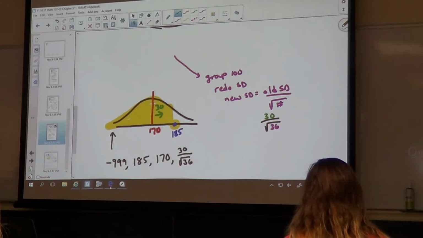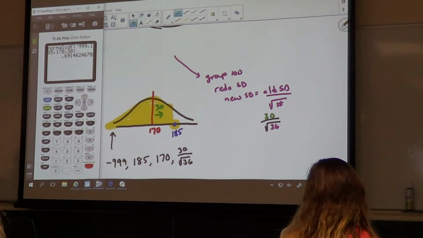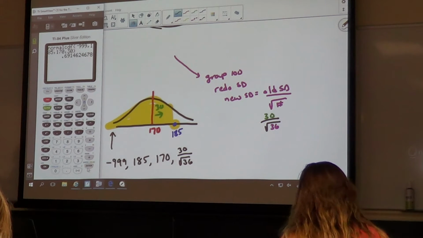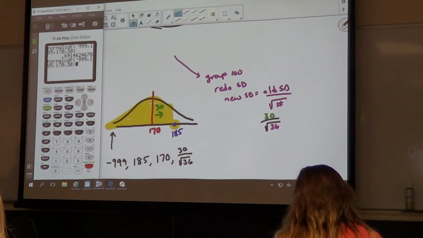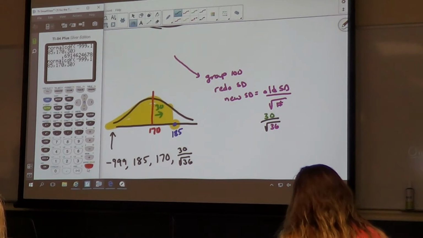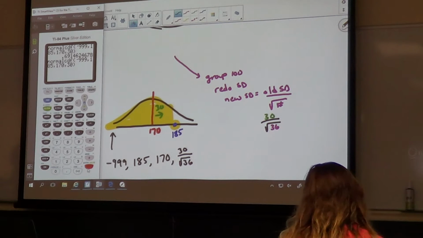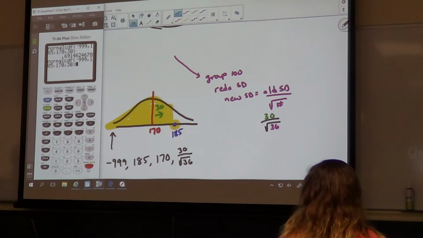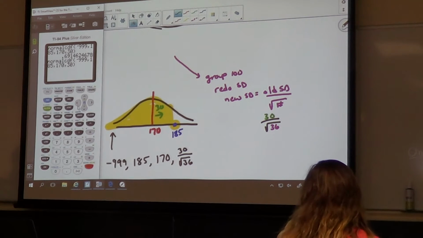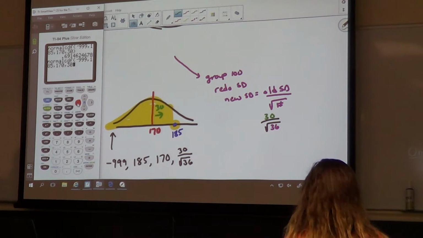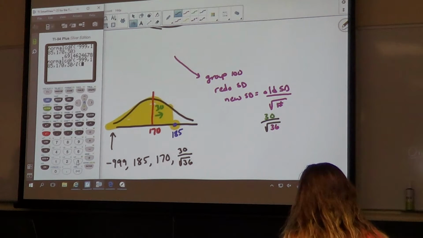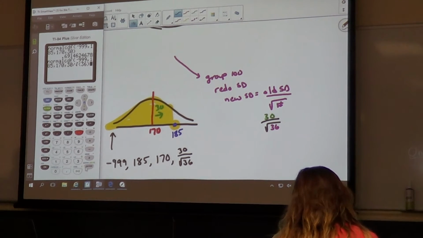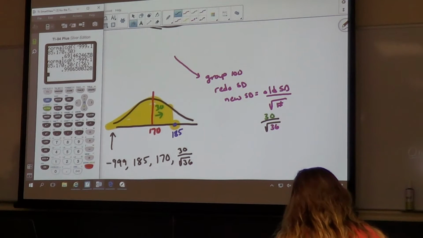So what I did is I went to my calculator and I did second enter. Second enter recalls the last problem. Then I backed that thing up and I divided by the square root of 36. Whoop, there it is.